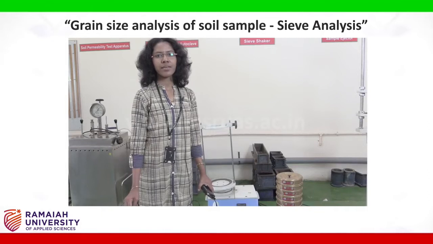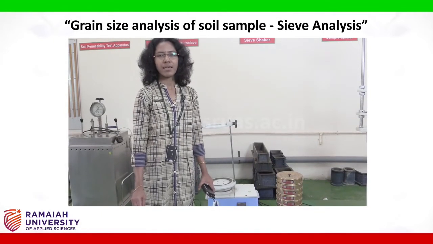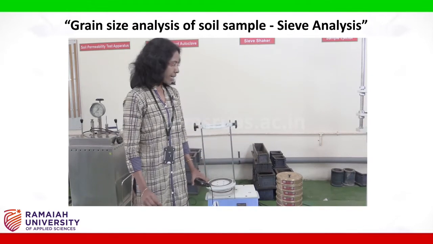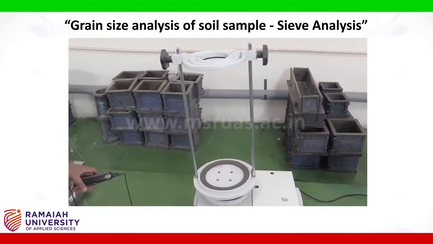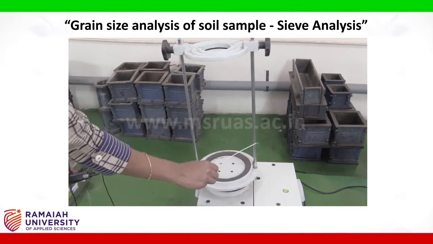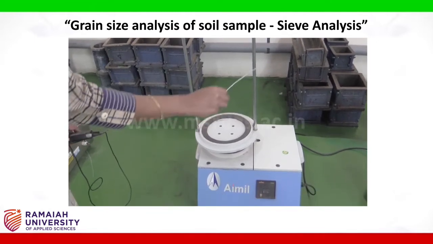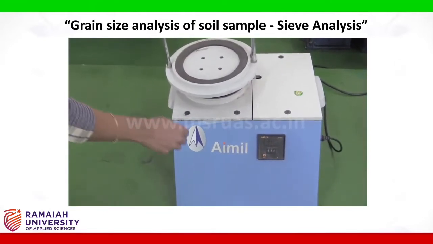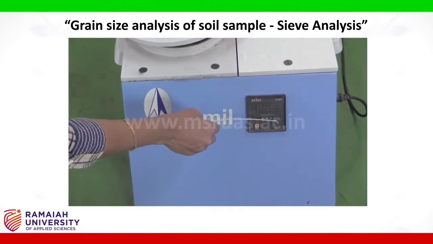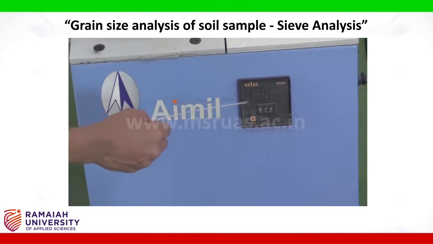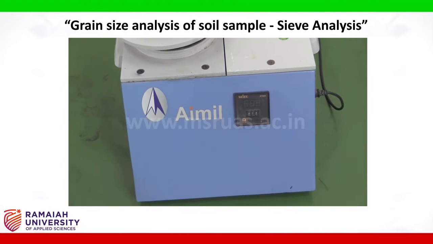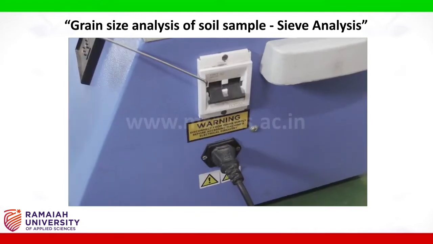Dear students, today we are going to perform sieve analysis. The aim of this experiment is to analyze the particle size distribution of a given soil sample. For conducting this experiment, we require a mechanical sieve shaker which is used to shake the sieves containing the soil sample so that the soil will get sieved through the various sieves. This mechanical sieve shaker is generally set for 10 minutes, and this dial gauge shows how many minutes it is set for, and it is operated by a switch over here.